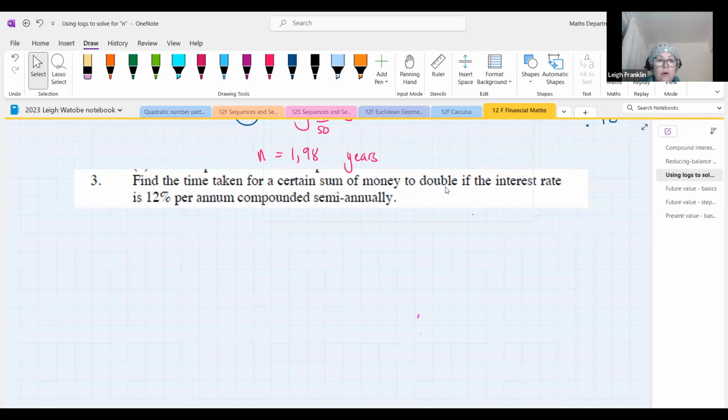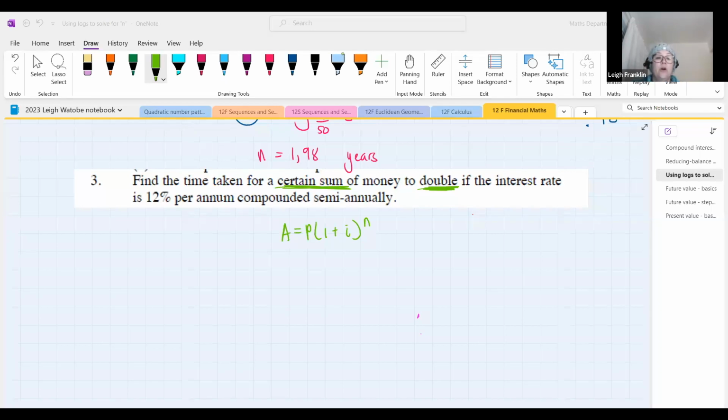Now again, Tuelo, can you see it has to be compound interest? They're talking about money doubling. They're talking about the interest rate being 12% per annum compounded semi-annually. It has to be compound interest in this case. So we have to use the formula A = P(1 + i)^n. But they've done a little bit of a dirty on us because they haven't told us how much money. They've just said a certain sum of money. And the other key word here is that it is doubling.